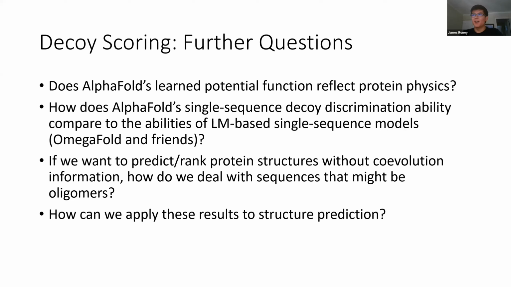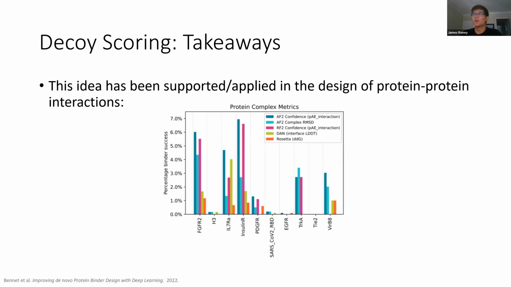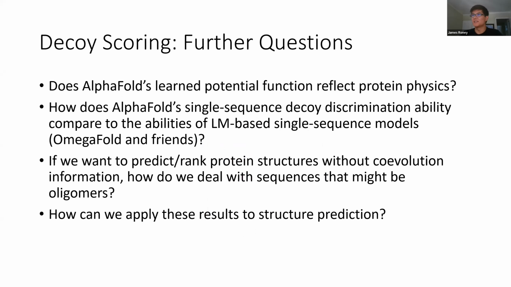And so I think there's some preliminary evidence that the answer might be yes, because we can do this discrimination well without MSAs. And also, this recent application to protein binder design suggests that it can work in a space even when you're looking at interactions that are pretty different from things that we've seen in the training data. But I think there's still more investigation needed to really investigate whether that's the case or not.